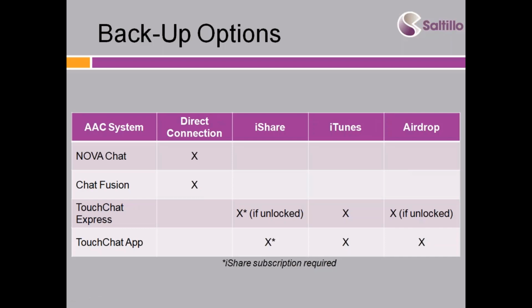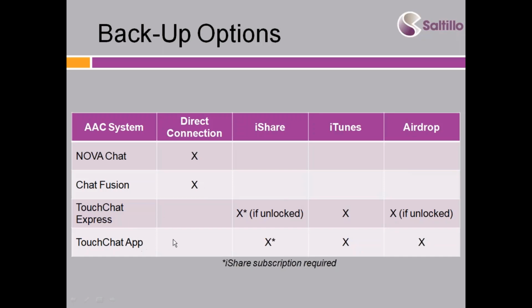So as far as backing up options for the different devices that you have, if you have a NovaChat, it's direct connect, just like I showed you with putting the USB onto your computer, and it goes right to your chat editor. With the Chat Fusion, it does the same. TouchChat Express, if your Express is unlocked, you can use iShare, which I'm going to show you, or you can use iTunes if it's locked. That's the only option that you have. And you can also, if you have a newer model with AirDrop and your other device has it, you can use that. That's how you can back up things.